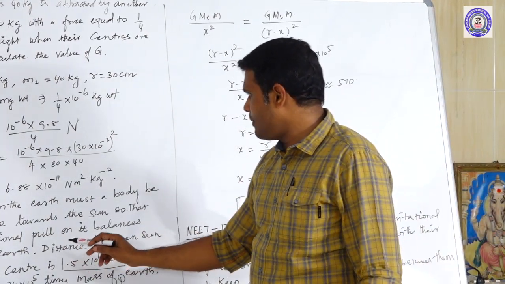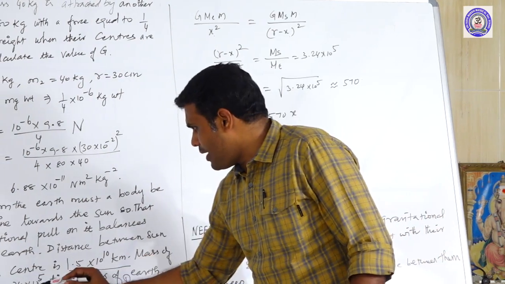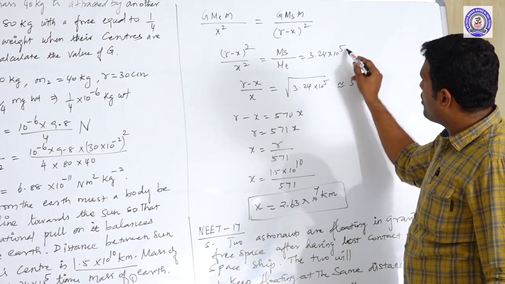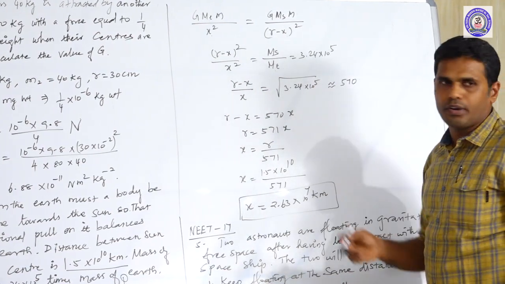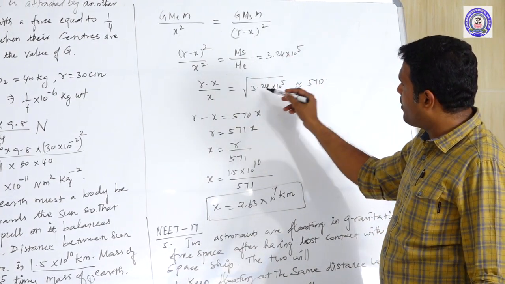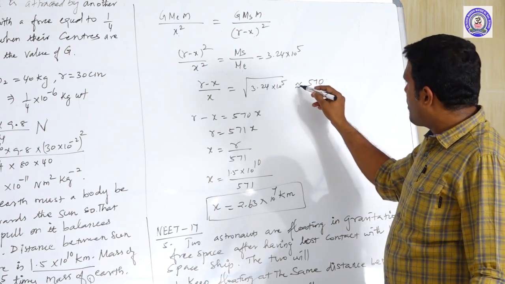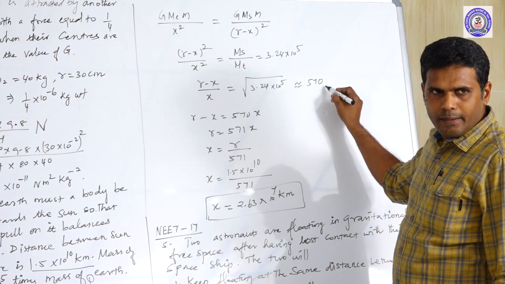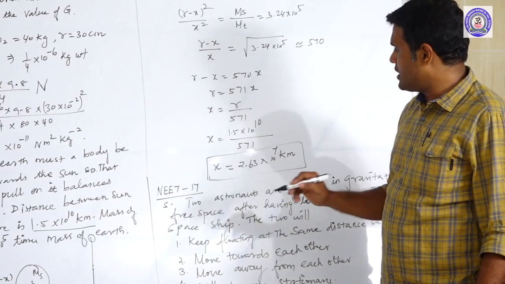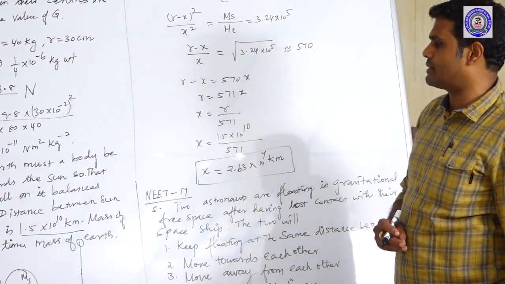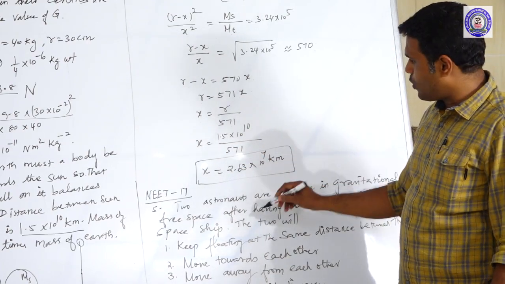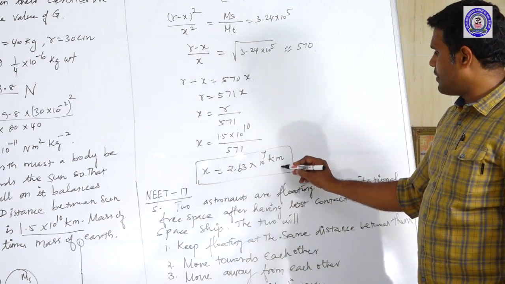They have given the condition that the mass of sun is 3.24 into 10 power 5 times the mass of the earth. So Ms by Me is 3.24 into 10 power 5. R minus x divided by x is simply square root of Ms divided by Me, which is 3.24 into 10 power 5. Approximately the square root value is 570. R minus x is 570x, R equals 571x, x equals R divided by 571. R is given, separation between the two centers. X equals 1.5 into 10 power 10 divided by 571, which will give 2.63 into 10 power 7 kilometer.